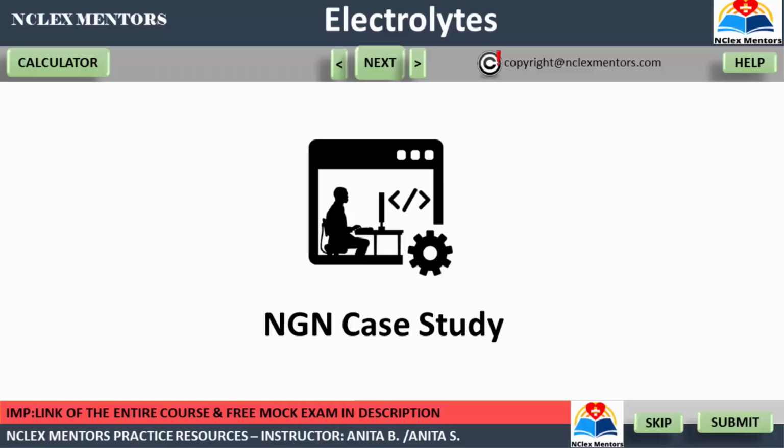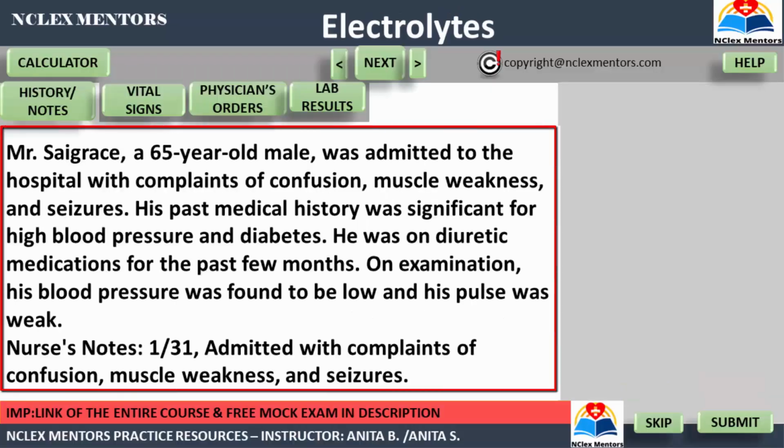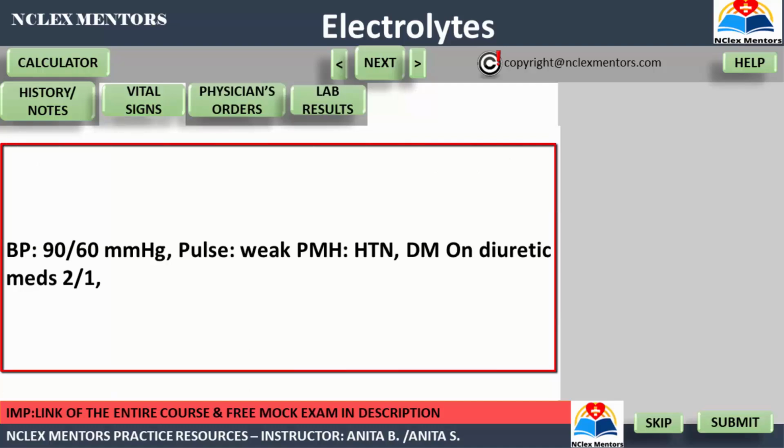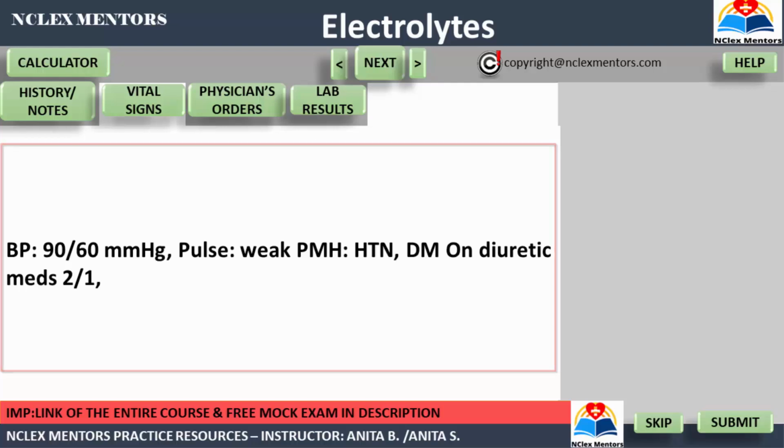Let us see a case study. Mr. Segres, a 65-year-old male with a history of high blood pressure and diabetes, was admitted to the hospital due to confusion, muscle weakness, and seizures. He had been taking diuretic medications for several months, which likely contributed to his current condition. On admission, his blood pressure was low at 90/60 mmHg and his pulse was weak.